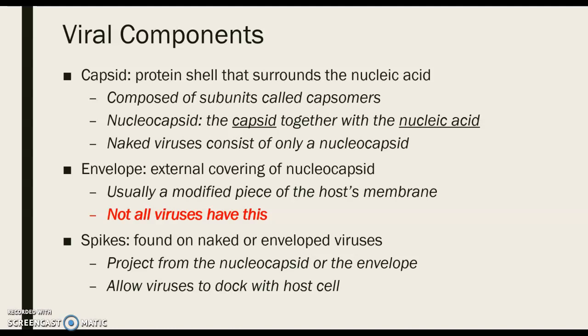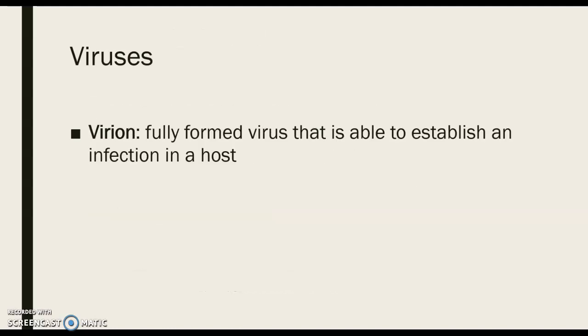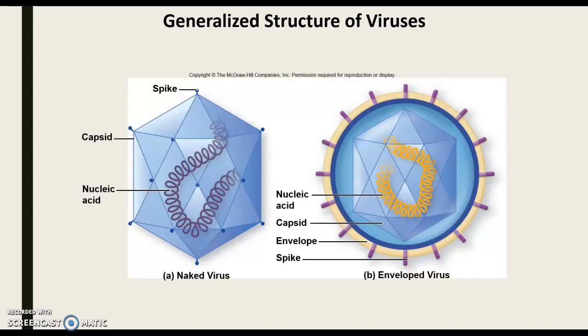Viruses also have spikes. They're found on naked or enveloped viruses. They project out just like a spike would be on maybe a dog collar. They project from the nucleocapsid or the envelope, and allow viruses to dock with the host cell. So those spikes are pivotal in the ability to infect cells. A virion is a fully formed virus that is able to establish an infection in a host. Okay, so a general structure of a virus. You can see here's a naked virus and here's an enveloped virus.